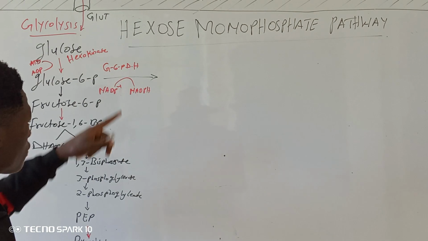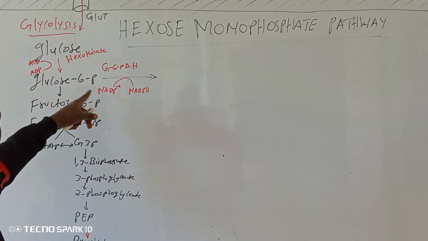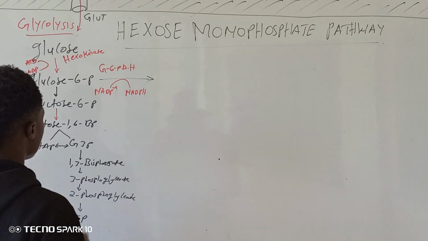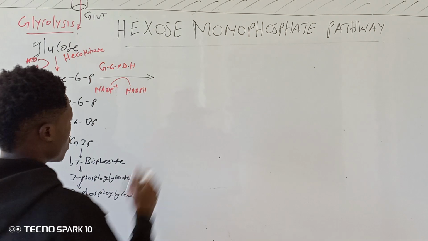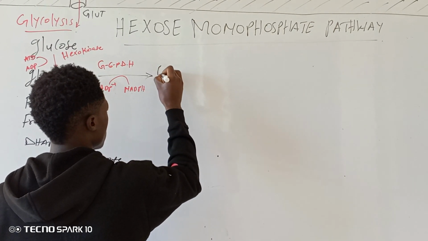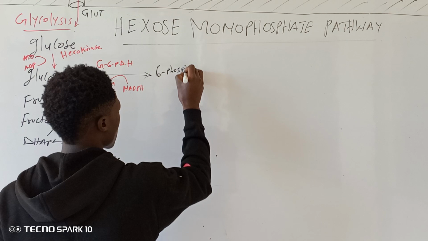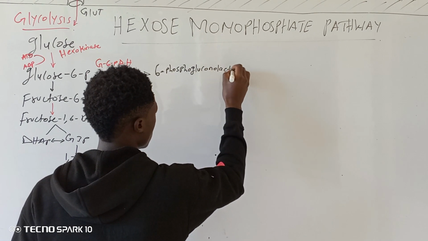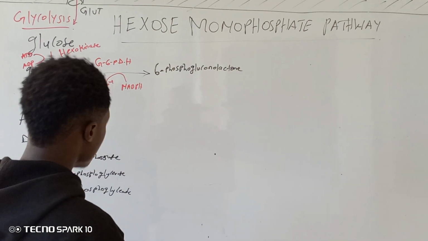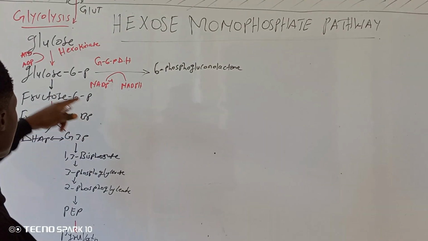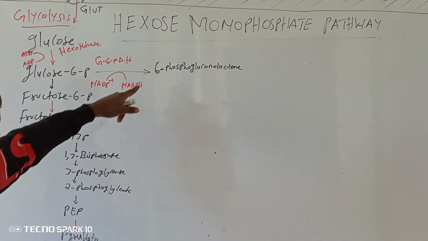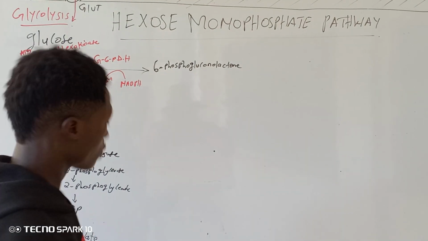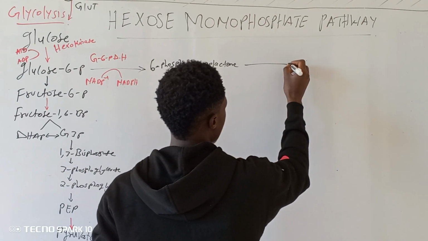Now, glucose 6-phosphate dehydrogenase acts on glucose 6-phosphate and forms this molecule here. This is called 6-phosphogluconolactone. It's very difficult to pronounce. Now that comes as a result of action of glucose 6-phosphate dehydrogenase on glucose 6-phosphate. Now, from 6-phosphogluconolactone, we are going to have another enzyme coming into play.